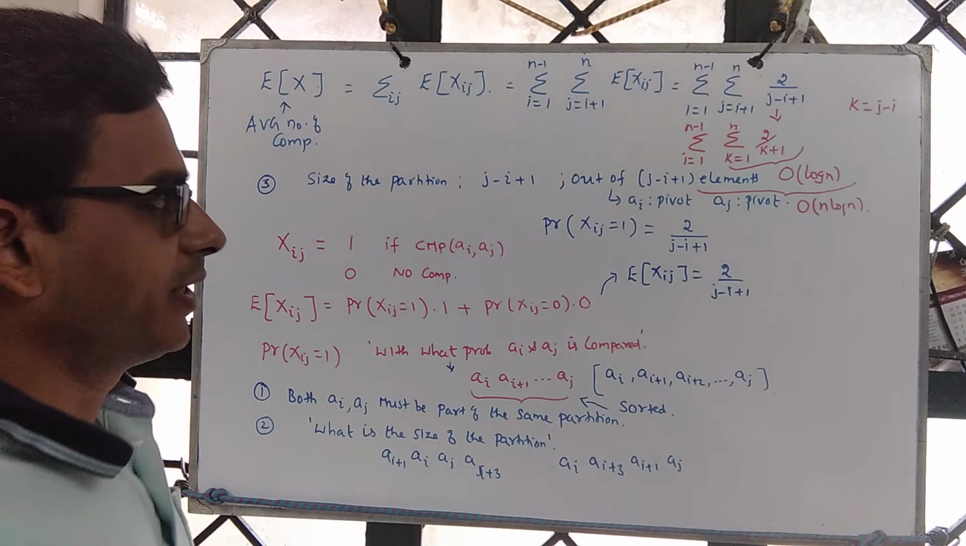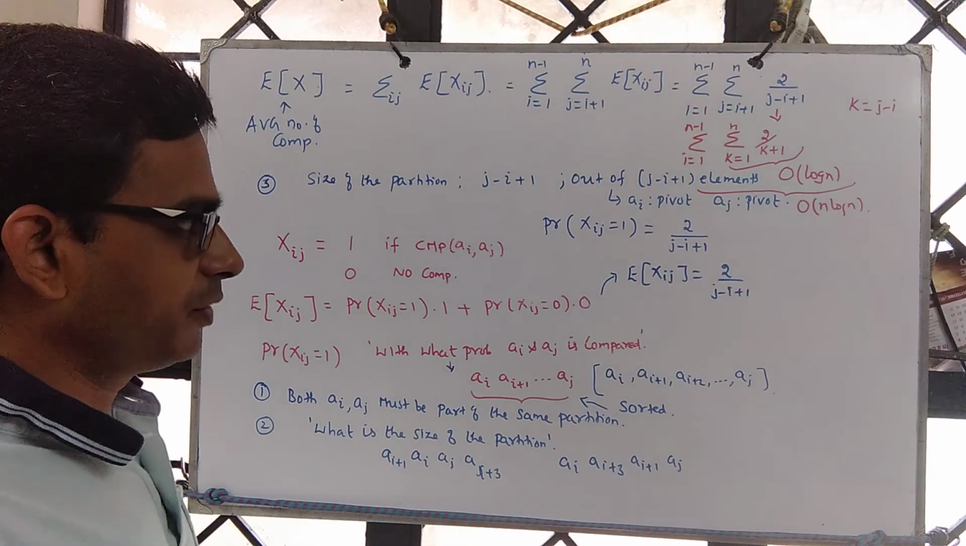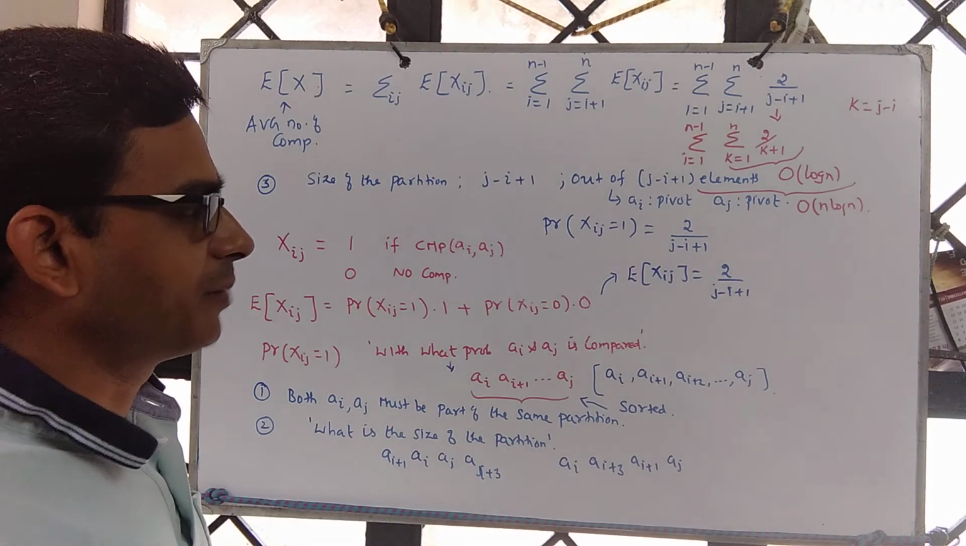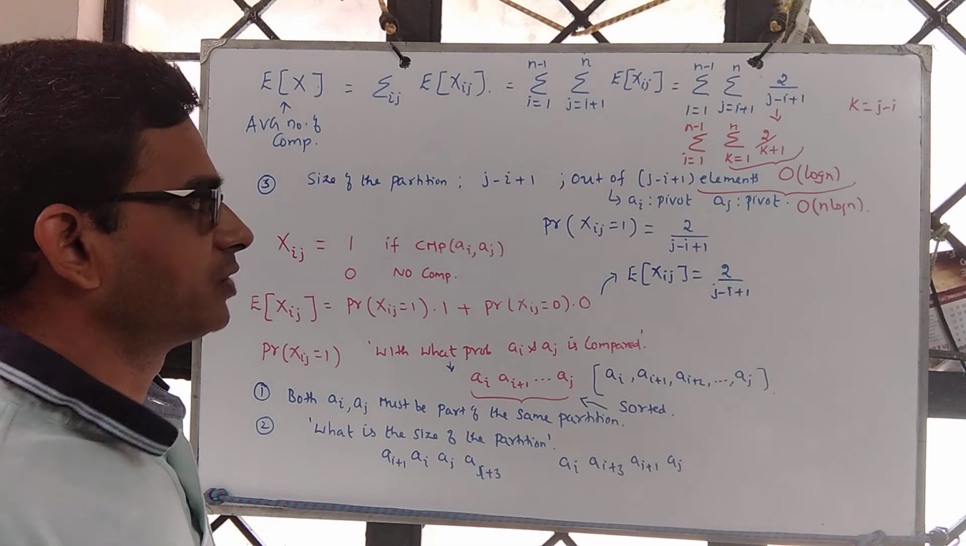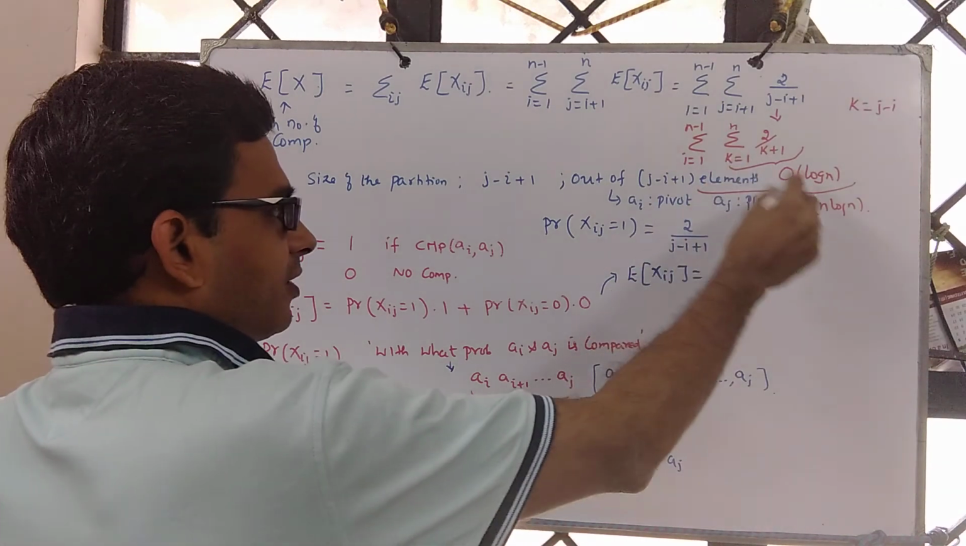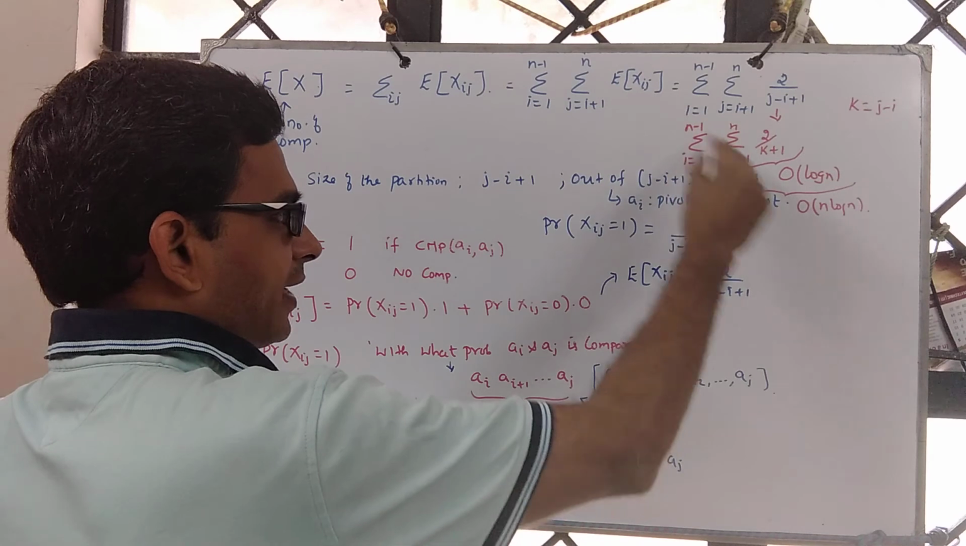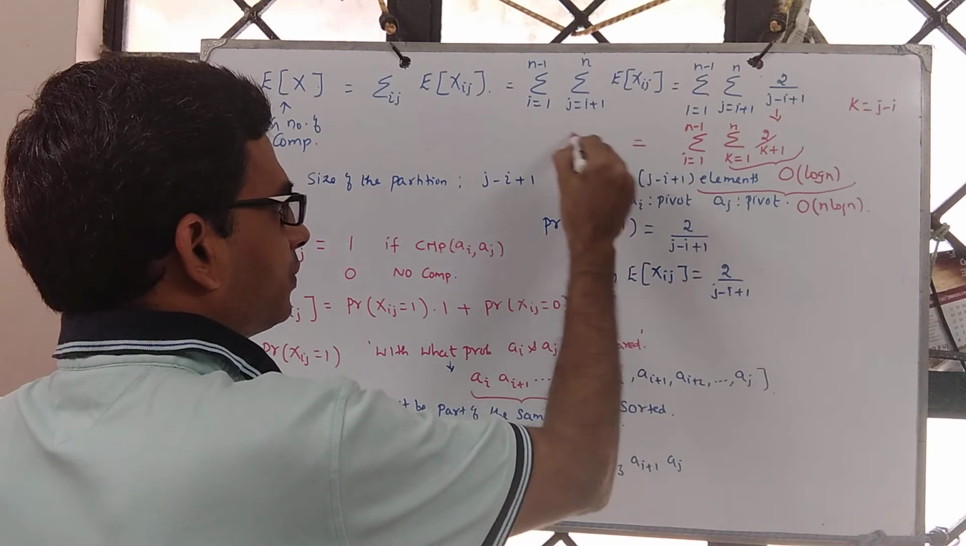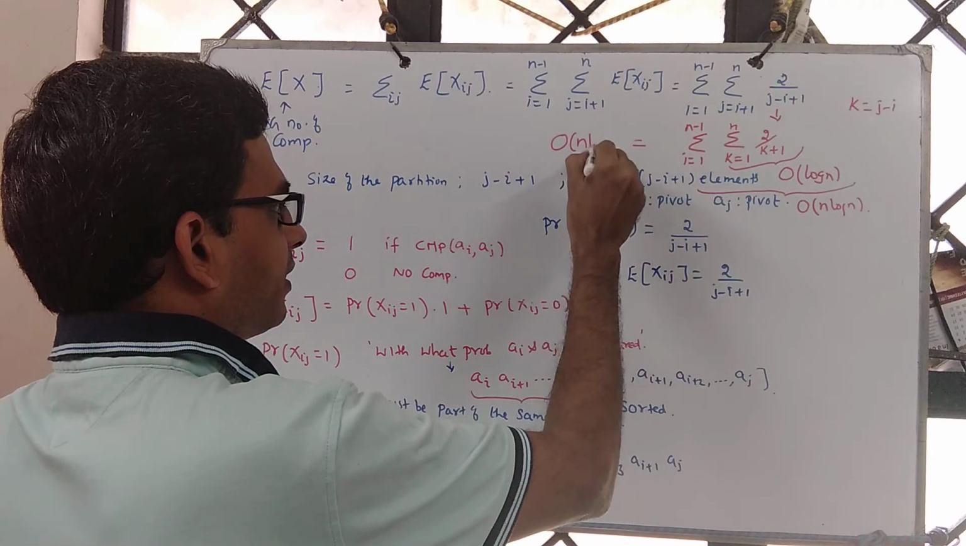So 2 by 2 plus 2 by 3, or you can take 2 out: 1 by 2 plus 1 by 3 plus 1 by 4 and so on, and you get order log n. That you get n minus 1 times, which means the solution to this is order n log n.